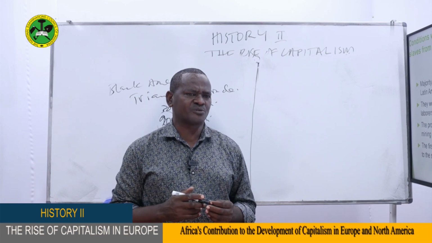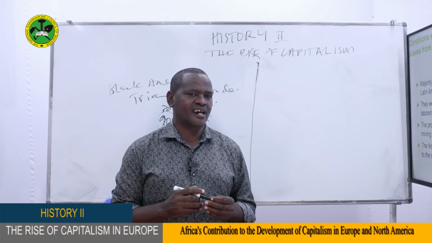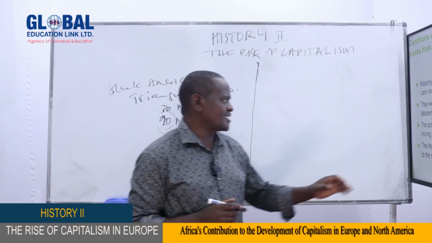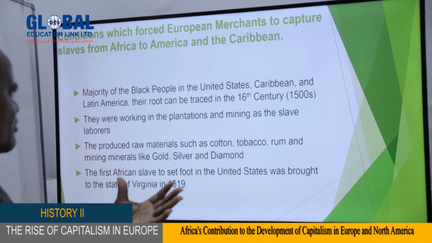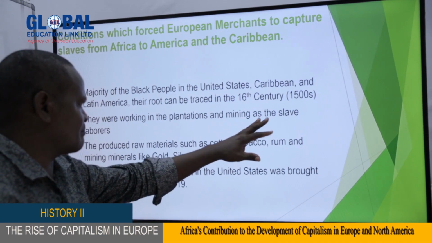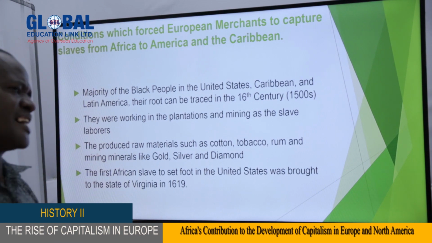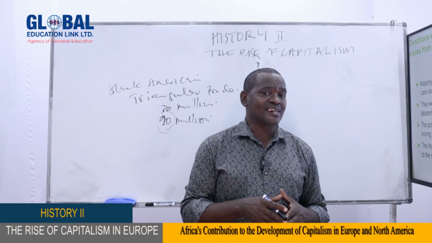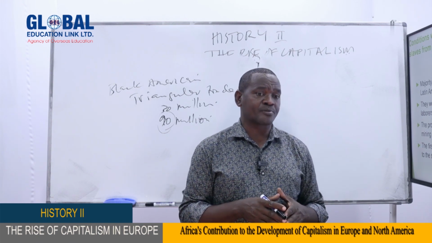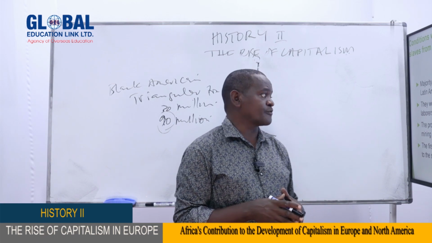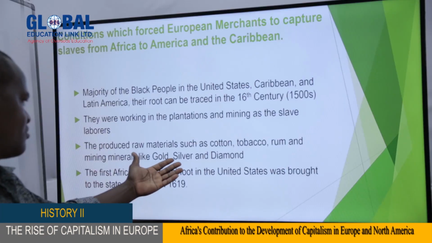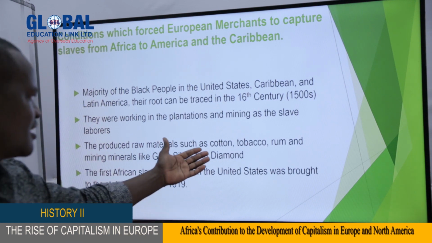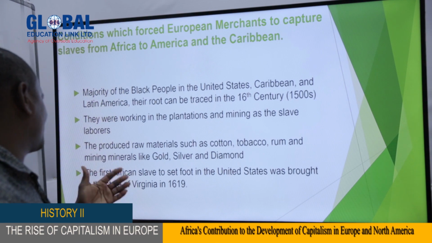Most of the people living in America today, their ancestors reached there through triangular trading. So my dear students, those people who were taken to North America and the West Indies were working in the plantations and mines as slaves, and they worked there for a very long time. Remember, slave trade and slavery lasted for 400 years. So those people were producing in the plantations and mines for about 400 years. They were producing gold, silver, and diamond in the mines, and also raw materials like cotton, tobacco, rum, and so on.